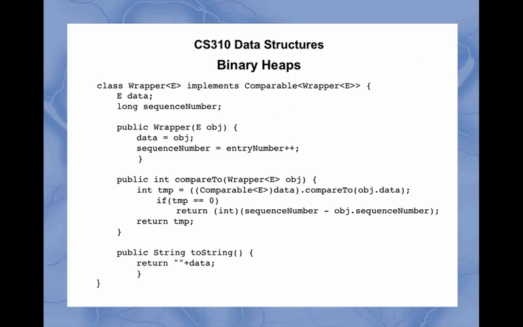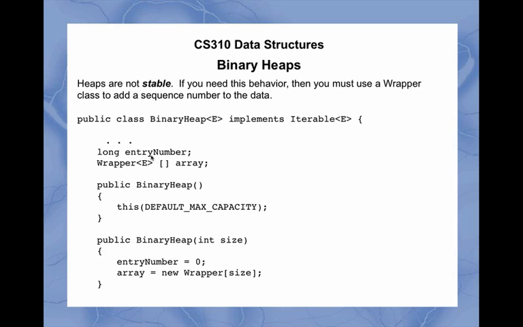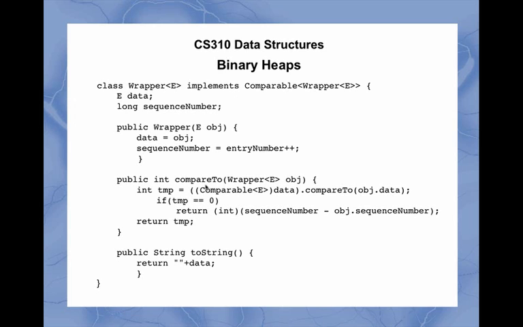So here's our wrapper class. We have eData along with a sequence number. Then in the constructor, we increment our entry number, which was the class level variable used here, set to 0 to start with initially, and then every time there's a new insertion, this is incremented. And so we have here the sequence number, the order in which each element is inserted. Thus, the sooner an element is inserted, the lower its sequence number will be.